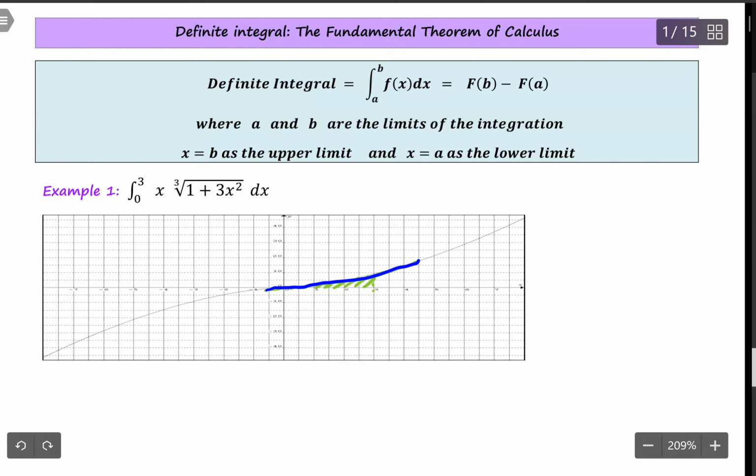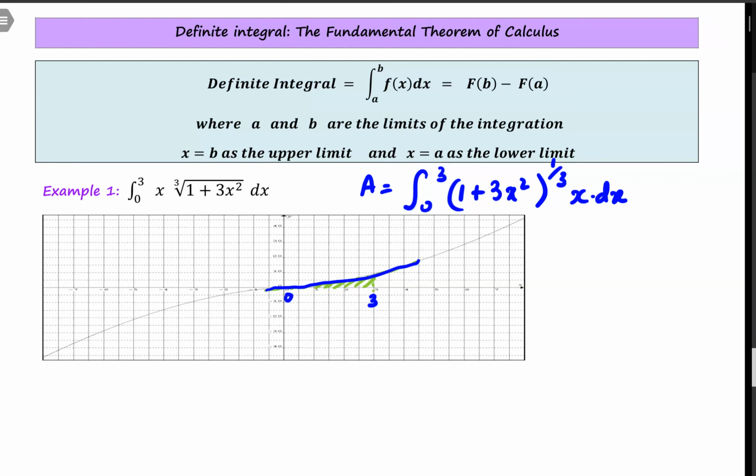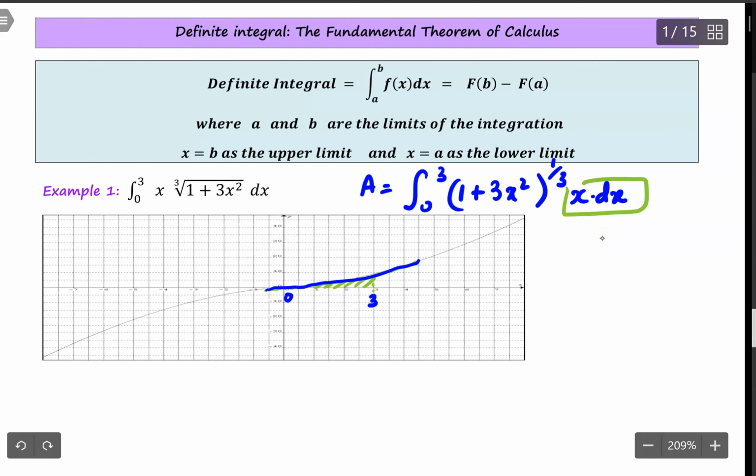Alright, so I will write the area will be equal to the integral from 0 to 3, of 1 plus 3x squared, all of it raised to the exponent 1/3. I might as well prepare myself before I apply the integral for a function raised to a power. You have a function raised to a power here, and here's your differential factor, so I will have to match this part.